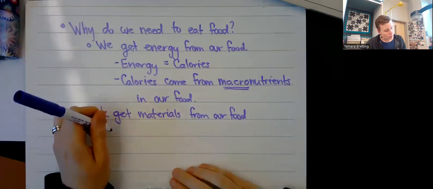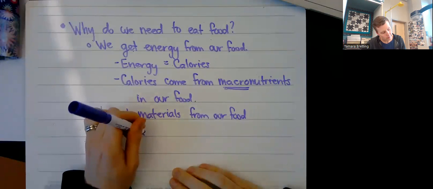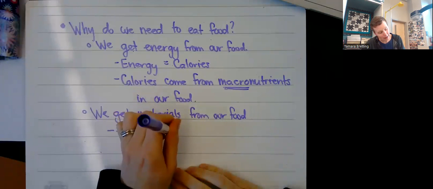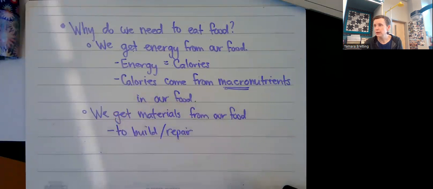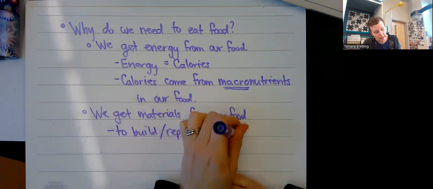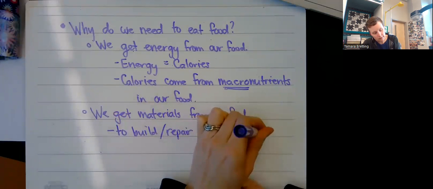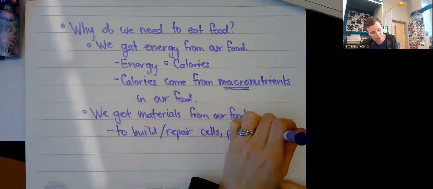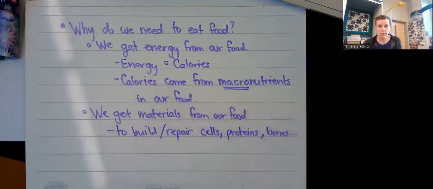We use materials to build or repair cells, proteins, bones, etc. To build any piece of your body, to repair any piece of your body, we need material. Okay, if we don't have that material, your body has to sacrifice something else in your body in order to come up with the material that it needs to repair whatever.